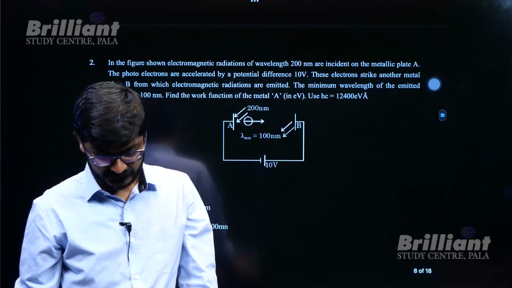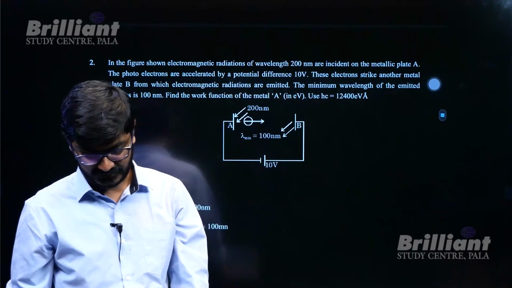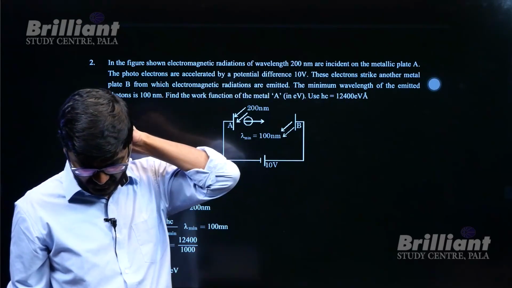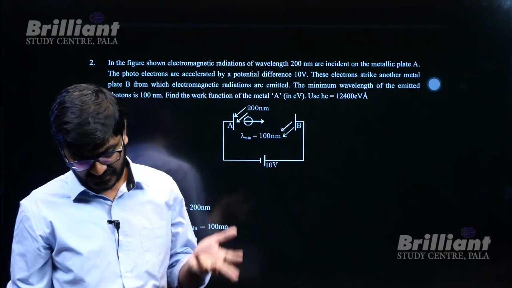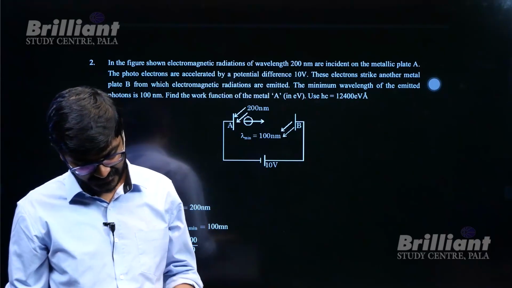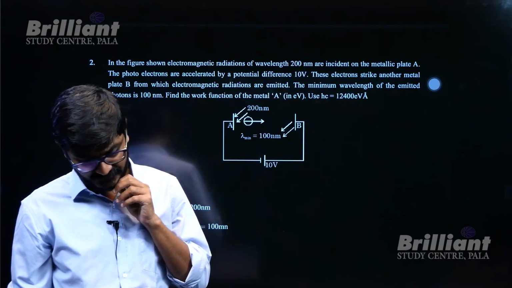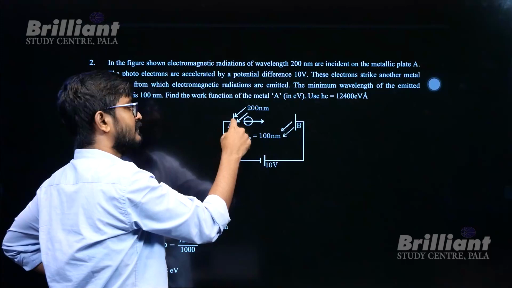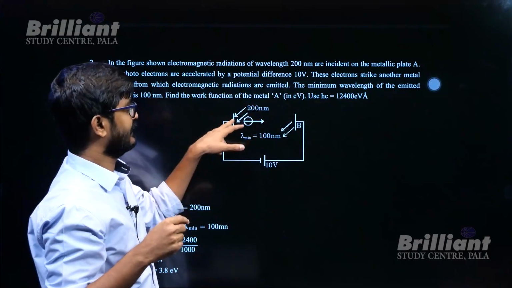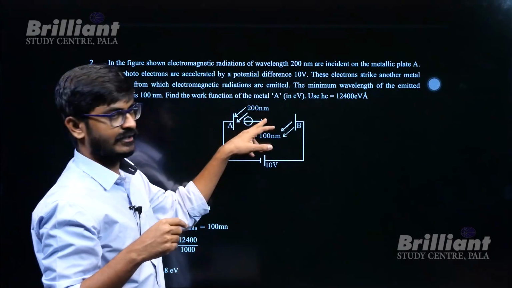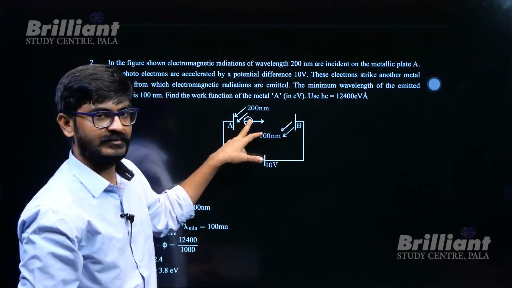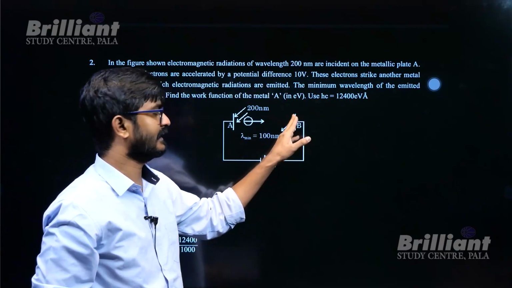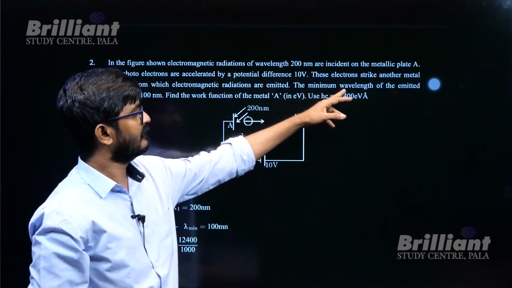In the figure shown, electromagnetic radiations of wavelength 200 nanometers are incident on a metallic plate. The photoelectrons are accelerated by a potential difference. These electrons strike another metal plate from which electromagnetic radiations are emitted. The minimum wavelength of the emitted photons is asked, so find the work function. You are sending a photon of some energy. Some of the energy will be utilized as work function to bring the electron out, and the remaining energy will be left as maximum kinetic energy. Now you are accelerating it, increasing that maximum kinetic energy, and sending it to the other plate. After hitting, they are asking the minimum wavelength of the emitted photon.